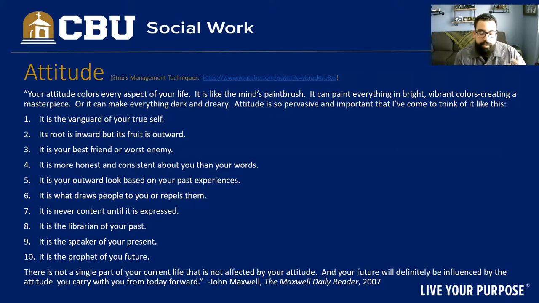So I really loved this particular quote from John Maxwell. This comes from the Maxwell Daily Reader, that book that I was holding up for you earlier. If you're interested in picking up a copy, you can ask for a picture or something if you want, email me.